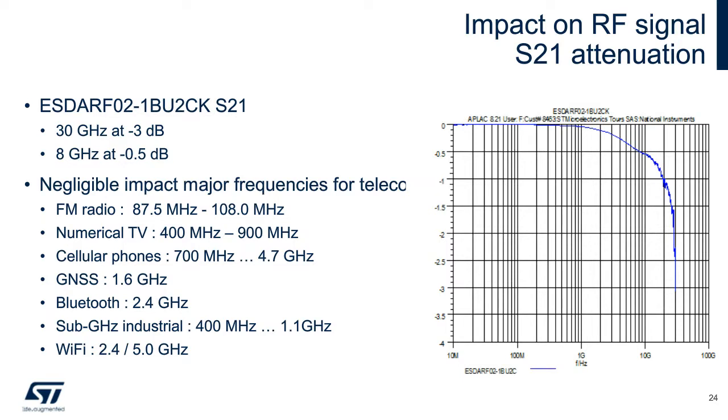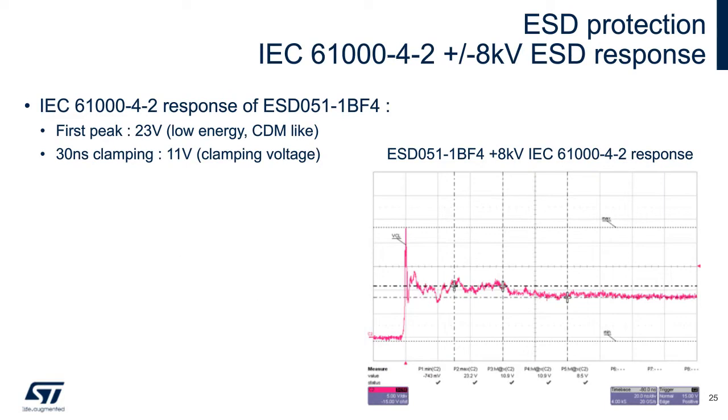Now, let's focus on ESD protection quality. The key parameter is the ESD response to an electrostatic discharge of 8000 volts. As example, ESD 051 1BF4 temporal response is presented. There are two noticeable values. The first is the peak voltage at the beginning of the response. It's a low energy peak due to the duration of 2 nanoseconds. It was formed corresponding loosely to a CDM ESD event. For ESD 051 1BF4, it's 23 volts.